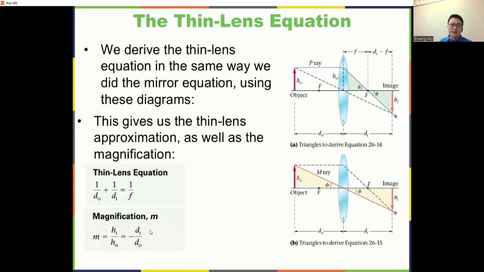And magnification is defined the same way, as the size of your image over the size of the object, okay? So if it's a real image, HI will be negative, okay? And then this is equal to minus DI over DO.